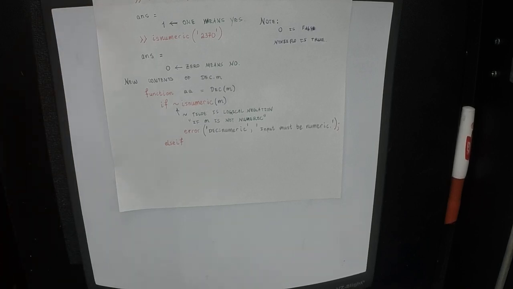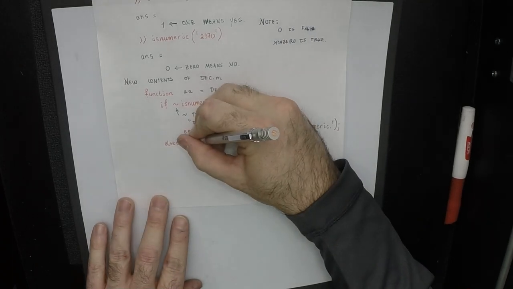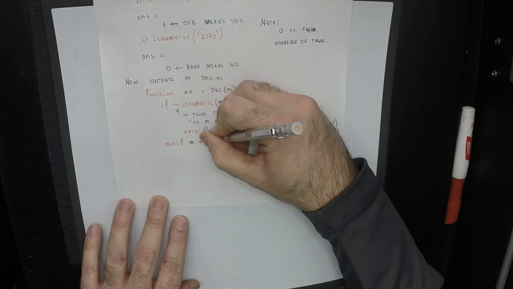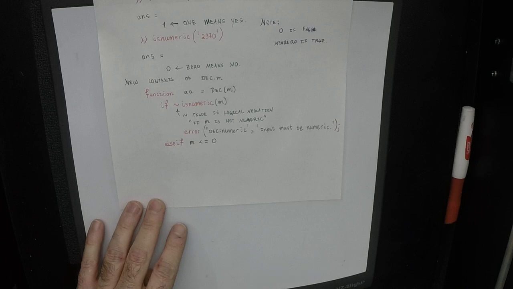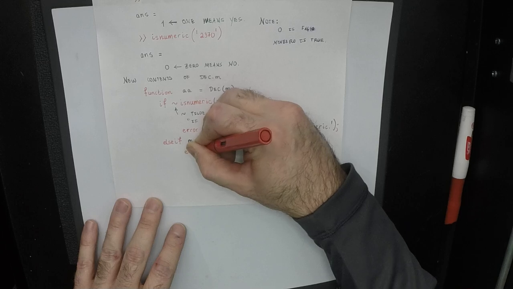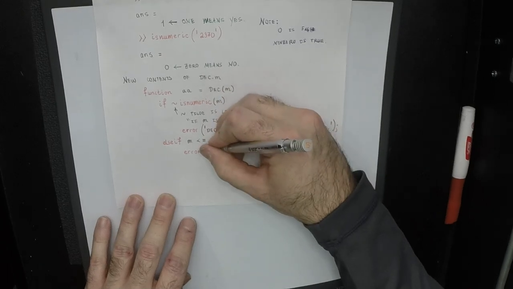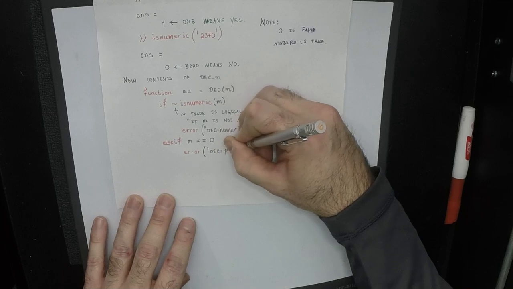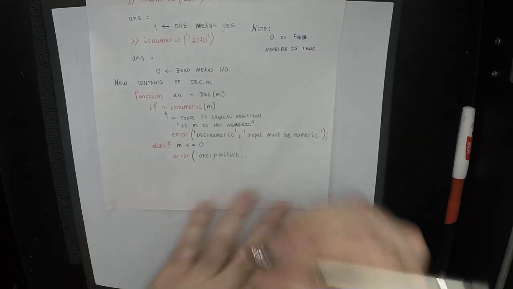And what's the condition we're going to check? If m less or equal 0, then now we can just copy that line from a page ago. So error, deck, positive, input must be positive.